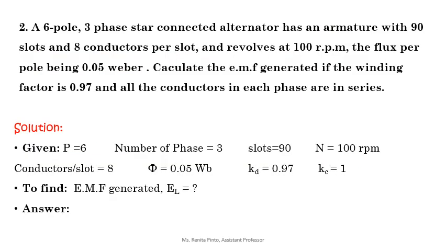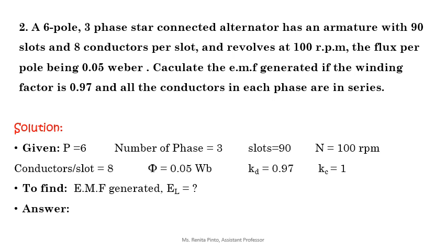Next, second question. A 6-pole 3-phase star-connected alternator has an armature with 90 slots and 8 conductors per slot and revolves at 100 rpm. The flux per pole being 0.05 Weber. Calculate the EMF generated if the winding factor is 0.97 and all the conductors in each phase are in series.